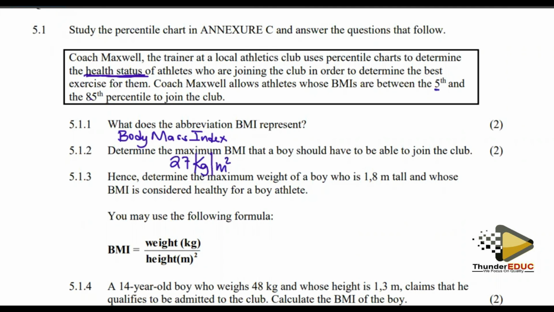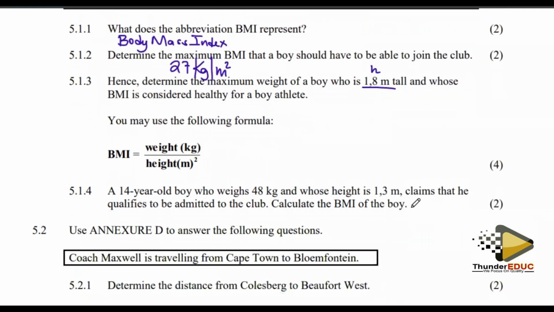Twenty-seven kilograms per meter squared. Hence, determine the maximum weight of a boy who is 1,8. Take note of that, 1,8. This will be the height, and whose BMI is considered healthy. You see that? So we're going to determine the weight, the maximum weight.